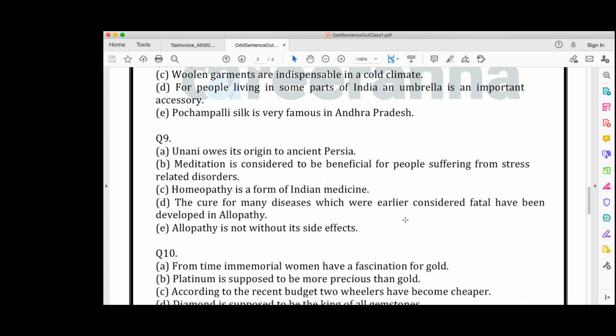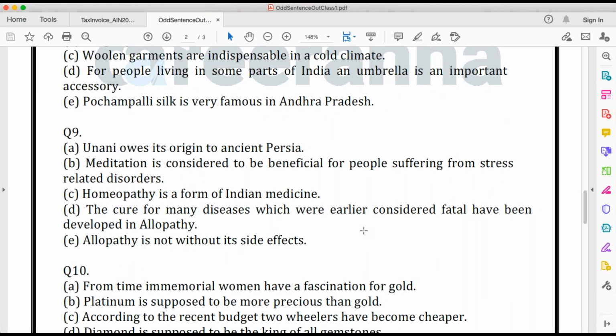What is Unani written in option number A? What is Unani? Right, it's a medicine. It's a form of a medicine. What is homeopathy? Form of a medicine, right? Medication, right? Allopathy, form of medication. It's meditation versus medicine. Meditation versus medicine in any form.